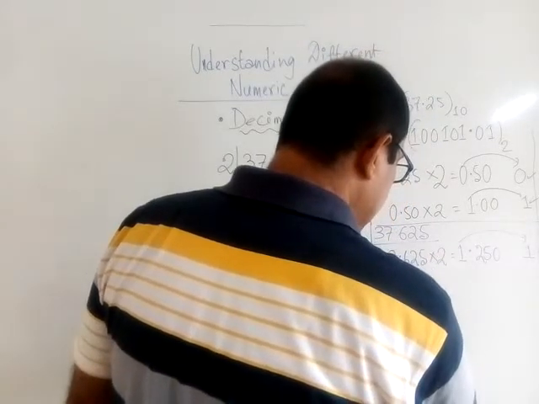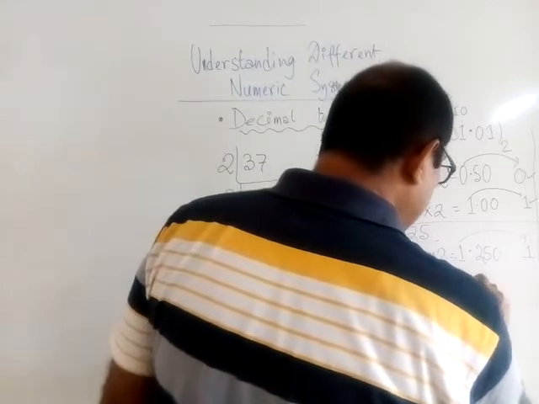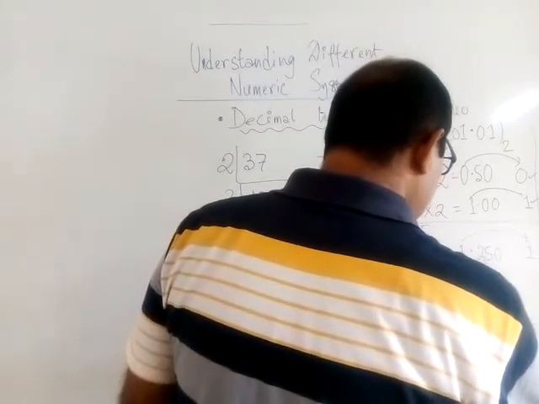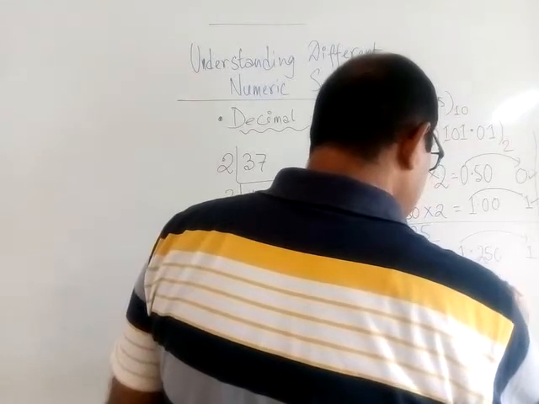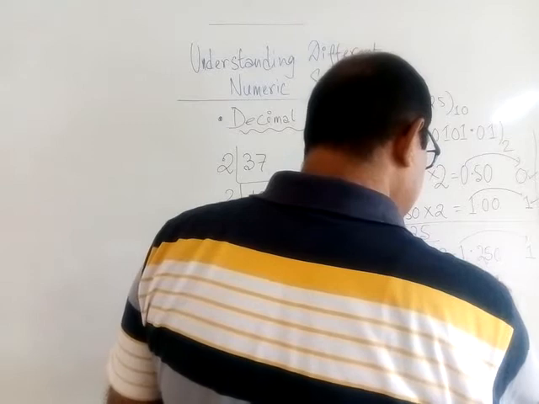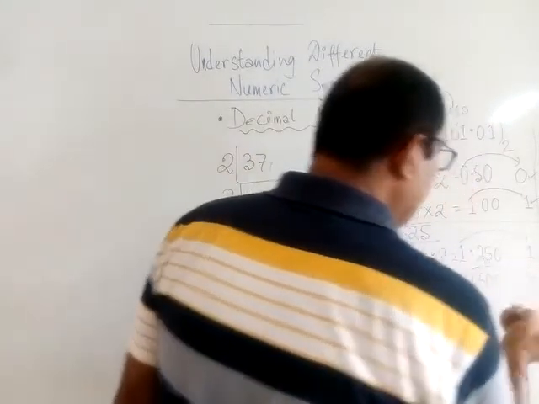0.250. So we will write 0.250 multiplied by 2. What am I getting here? I am getting 0.5. Okay. That's what we are getting. So I will get 0. So this is how we have to continue.